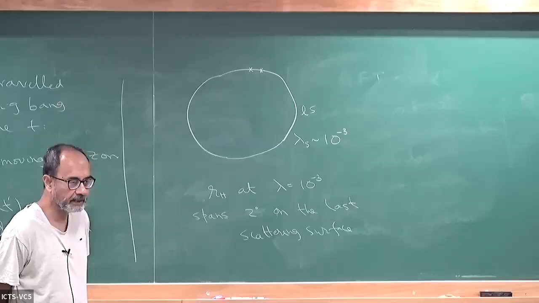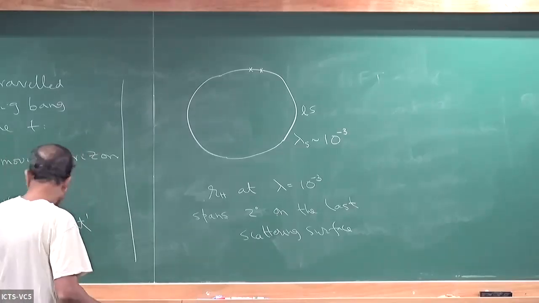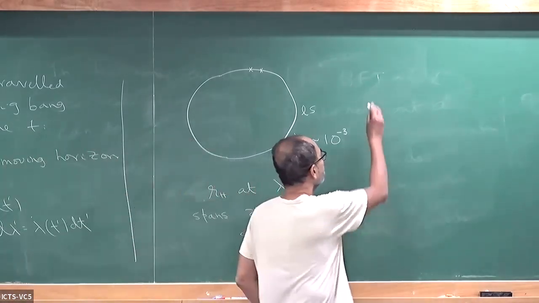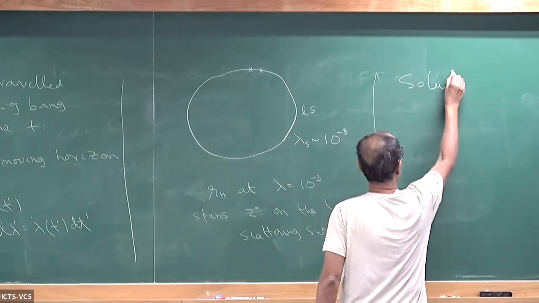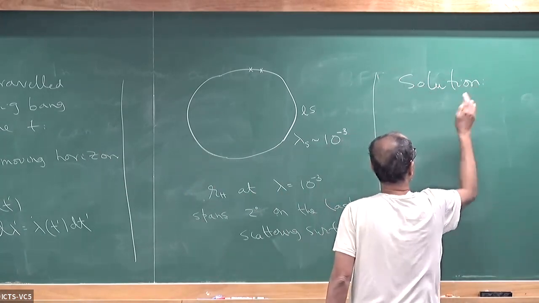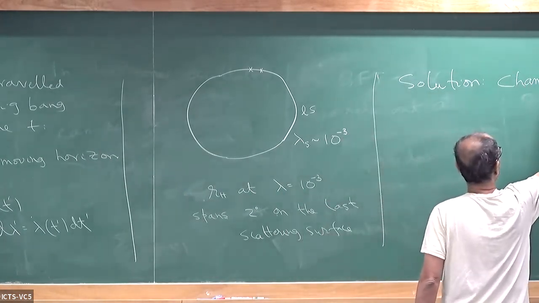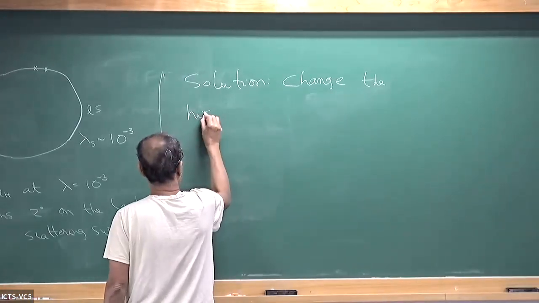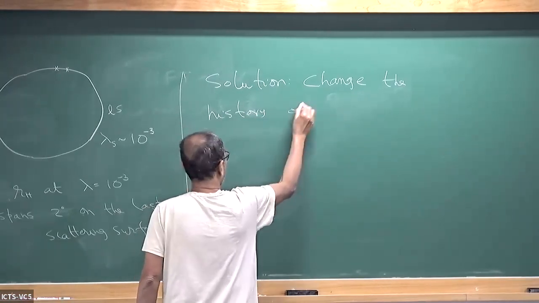Is this okay? So the solution that inflation offers is the following: to change the history of the early universe.